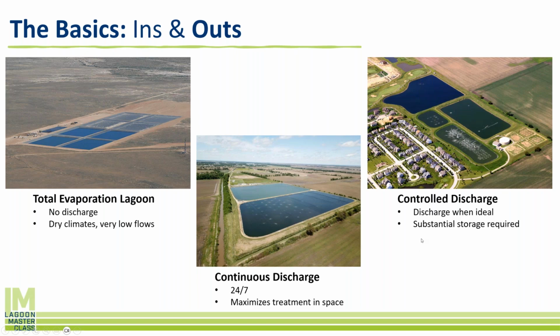The big thing with controlled discharge is you need a lot more land, and there is substantial storage required. We have to hang on to that water for 60, 180, potentially even more days of the year until the time is right for discharge.